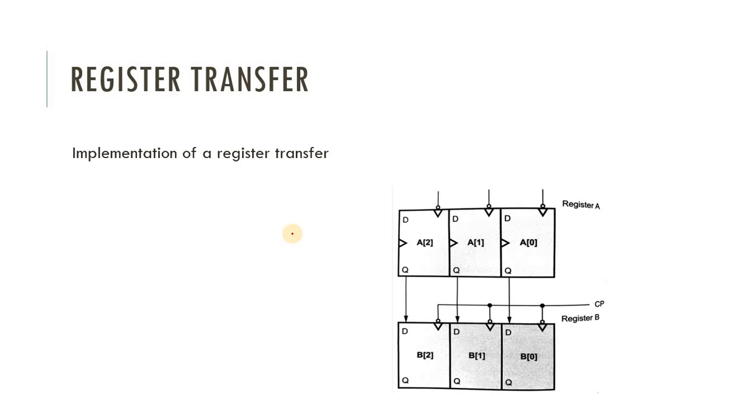Now next is the implementation of register transfer. We all know a register is made up of flip-flops. Here are 3 flip-flops, represented by showing individual bits: A0, A1 and A2, and each is a D flip-flop. We all know how a D flip-flop works. It simply takes an input, and the same input is given to the next flip-flop. Suppose I am giving the input 0, 1, 1. So this is my input.